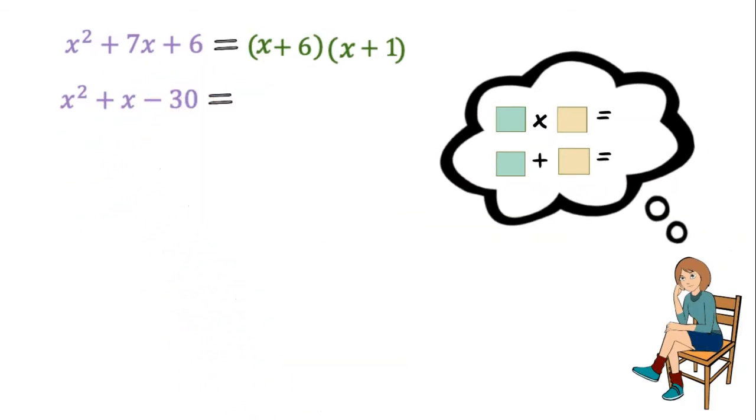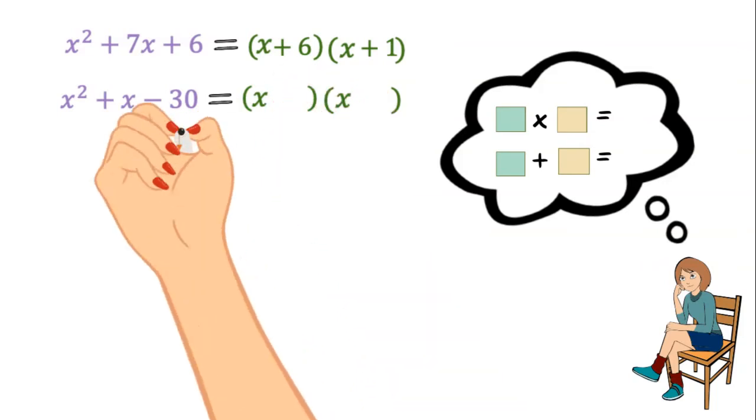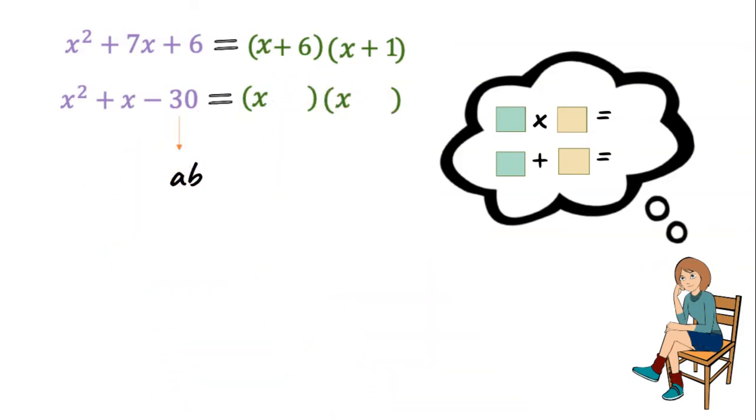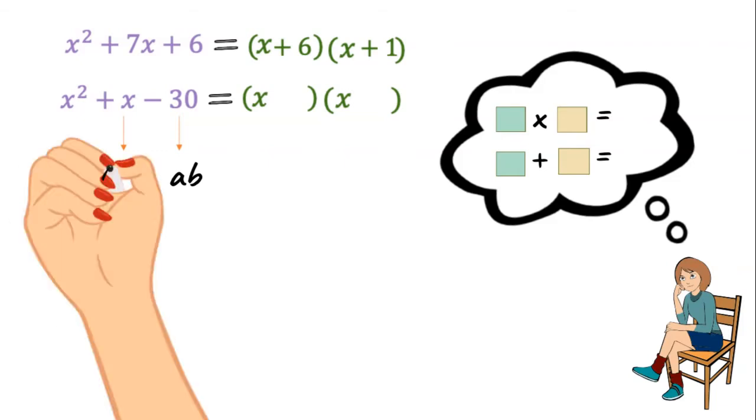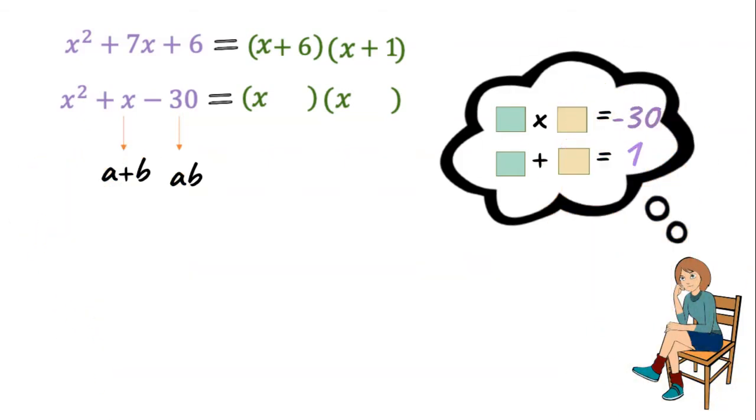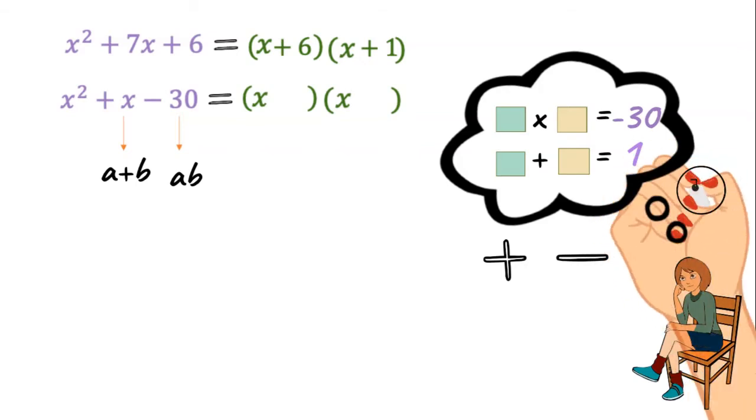Here's a slightly harder example, x squared plus x minus 30. Well, I'm still going to have x in both brackets, but my two numbers need to multiply to make minus 30 and add to make 1. The only way this is possible is if I have a positive number and a negative number, because a positive and a negative times together to make a negative. Pause the video now to find my two numbers, and don't worry if this takes you a little bit longer.